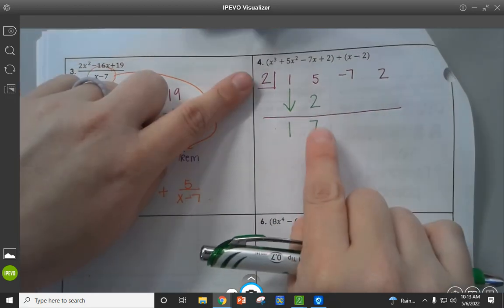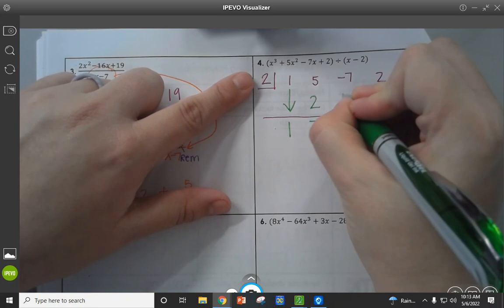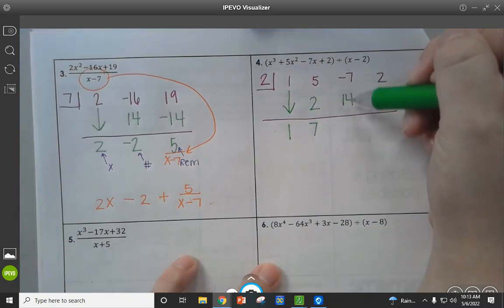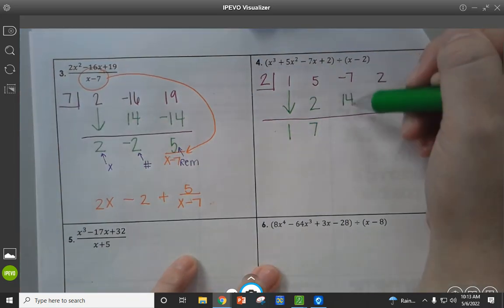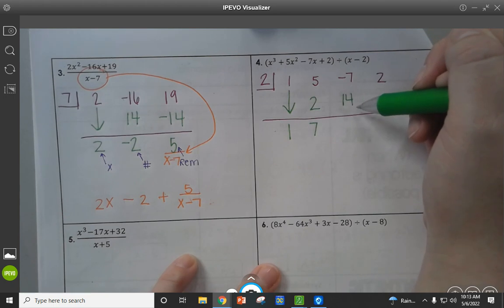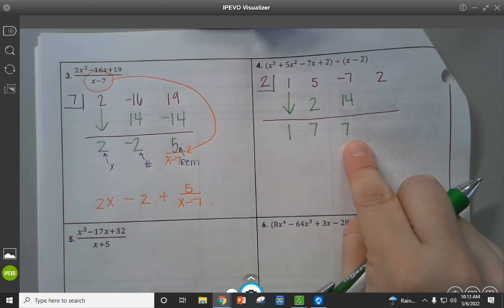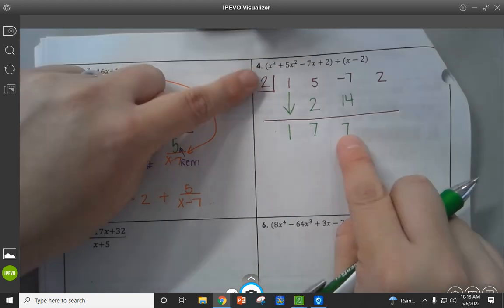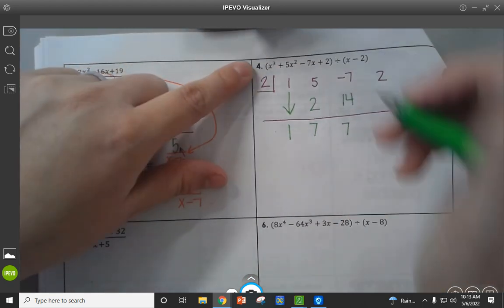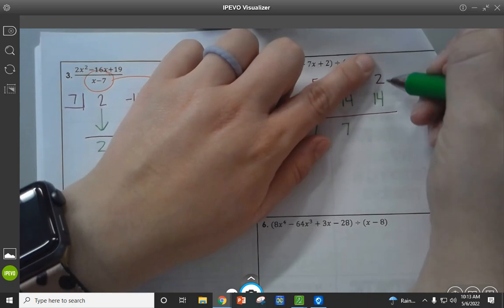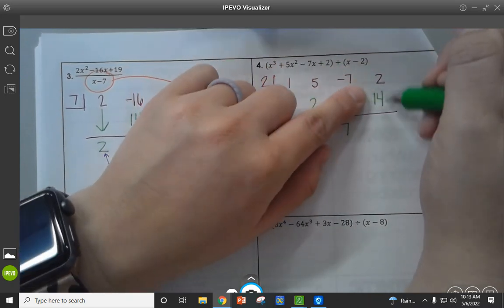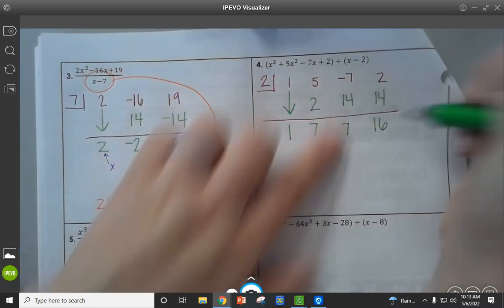Multiply, 14. Add, negative 7 plus 14 is 7. Multiply, 14, add 16. Good.